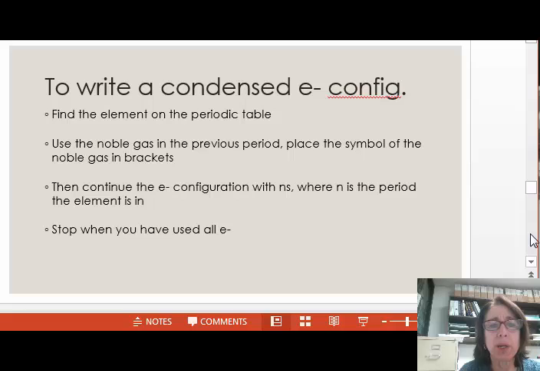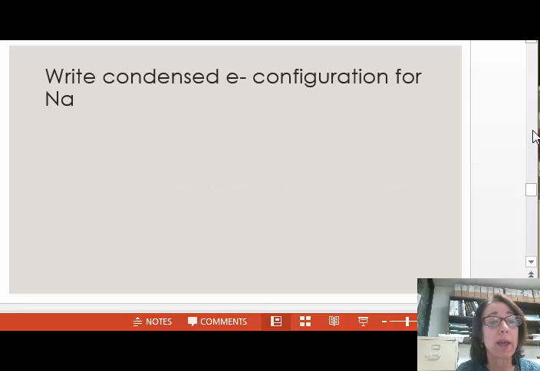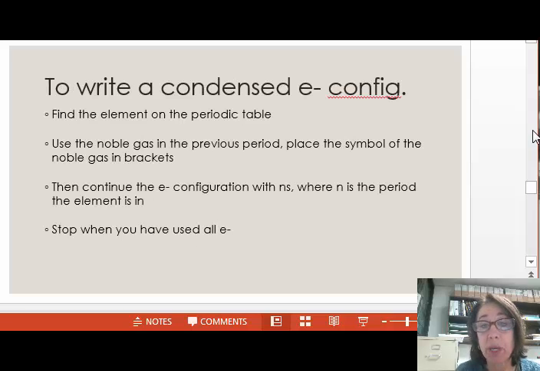To write a condensed electron configuration for an element, find the given element on the periodic table. Use the noble gas from the previous period, place the symbol in brackets, and continue the electron configuration. After the noble gas, you will always continue the electron configuration by starting with the ns subshell, where n is the period where the given element is. You can always use the helpful subshell chart. Stop when you've used all the electrons.